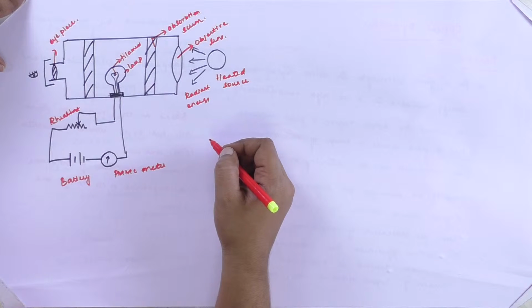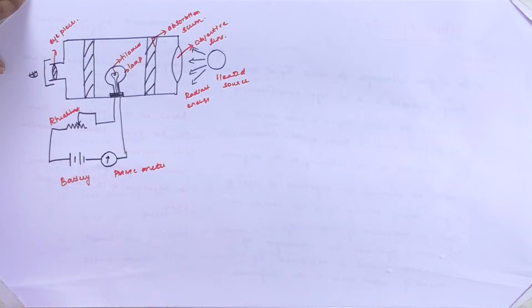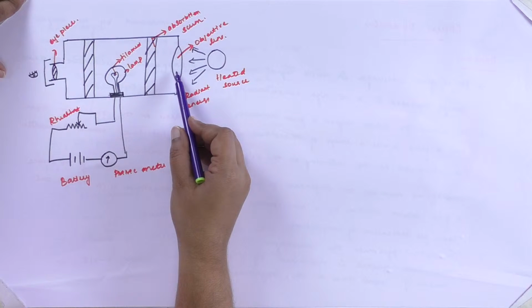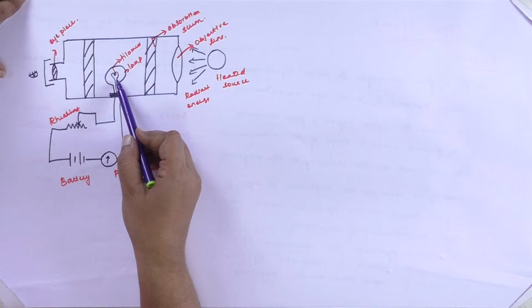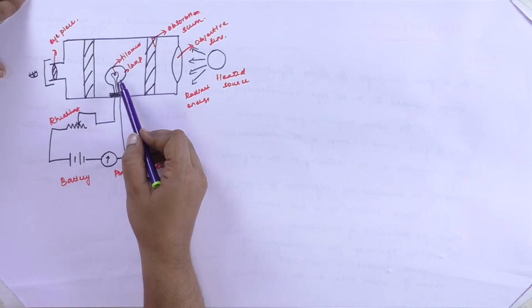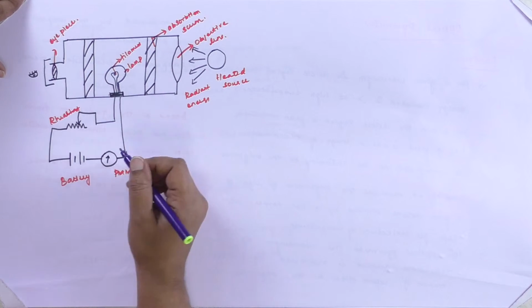So this is a diagram for disappearing filament type optical pyrometers. Here the image of the radiating source is produced by the lens, and it is made to coincide with the filament of the electrical lamp. So current through the lamp filament is made variable so that the intensity of the lamp can be adjusted with the help of this rheostat.